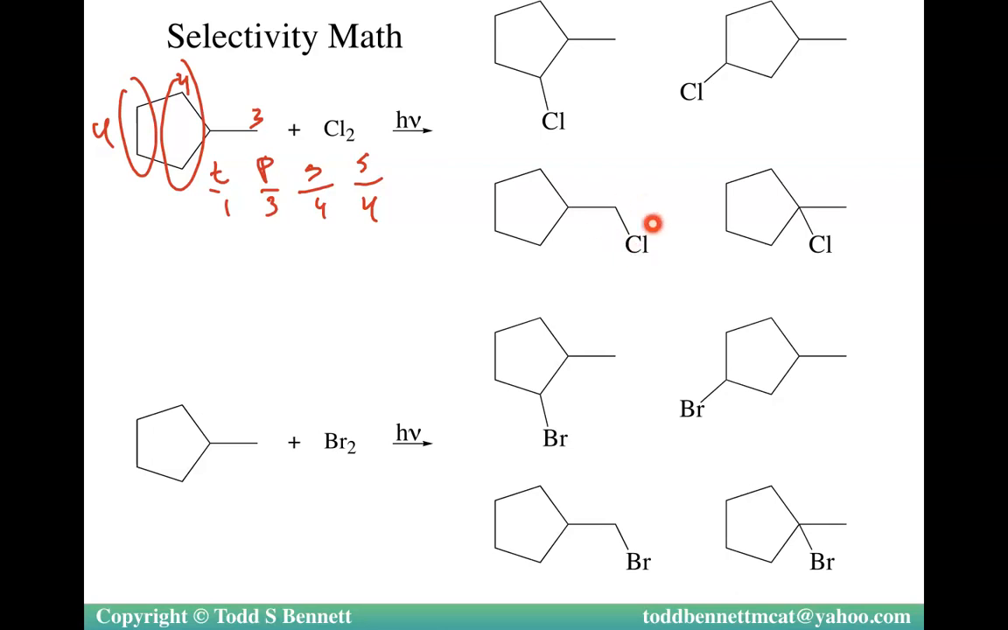You get the primary, that's this one here. You get the tertiary, that's this one here. You get the more sterically hindered secondary here, less sterically hindered secondary here. So I would predict 1 out of 12. So for tertiary, I would predict around 8.3%.